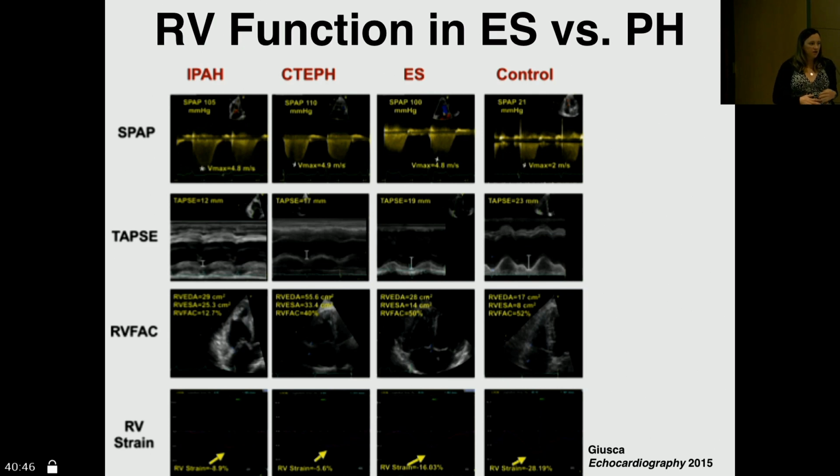However, there may also be something fundamentally different about the right ventricle in these patients, and that's certainly our hypothesis in the lab that contributes to their improved survival. And there's some evidence to support that.